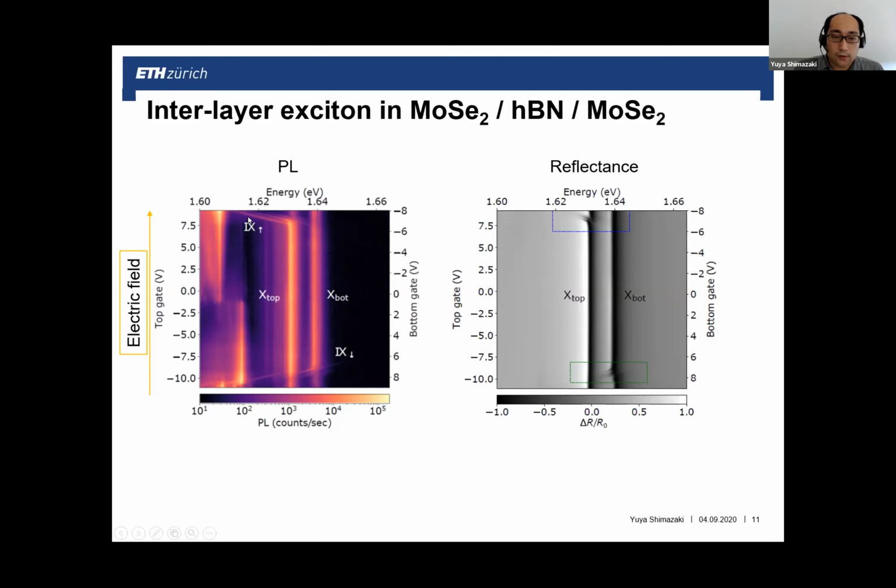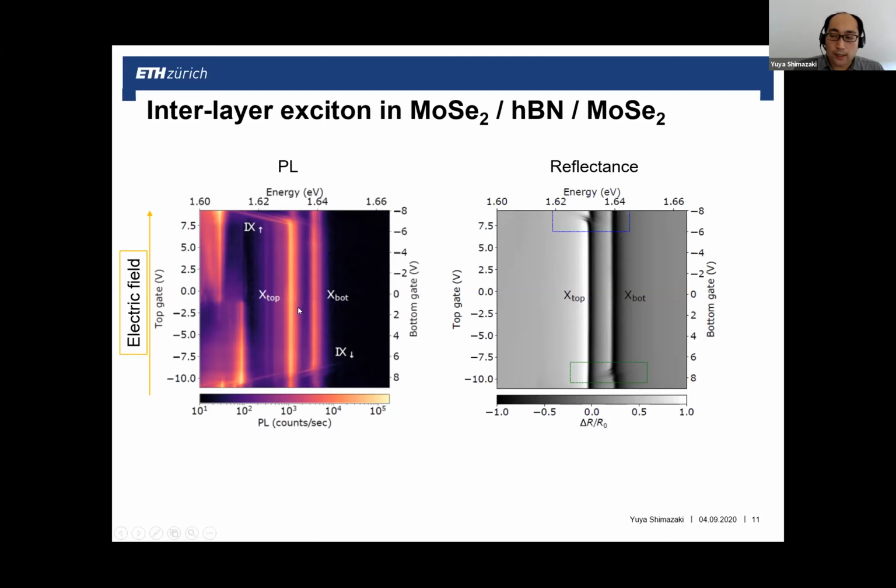This shows a Stark shift due to the perpendicular dipole moment. This interlayer exciton has a hole on the bottom layer and the electron on the top layer, and shows this way of energy shift. And this one here has a hole on the top layer and the electron on the bottom layer, and shows the opposite behavior of the Stark shift. So usually these interlayer excitons have small oscillator strengths.